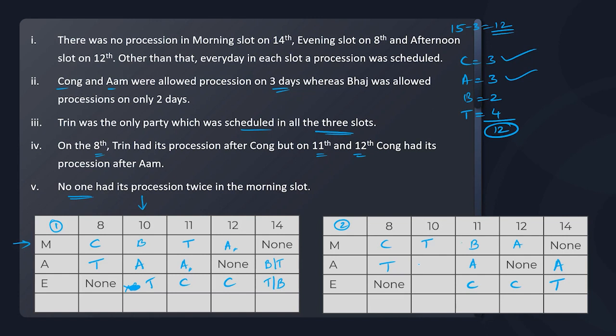So this can be B or T, T or B, and that is a problem. Why is that a problem for you? Because this entire case is not possible at all, because T cannot repeat. Already T is fixed. So whether you put T in the morning, afternoon or evening, on 10th, your T is repeating. So this scenario will not be there at all. So you have only the first scenario, two cases out of it.